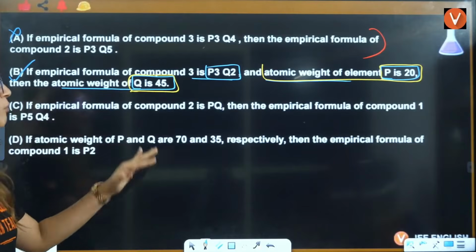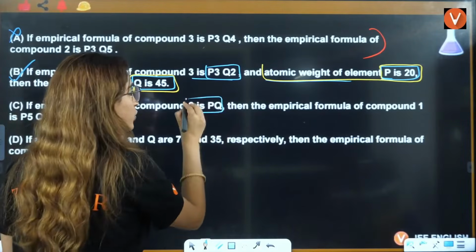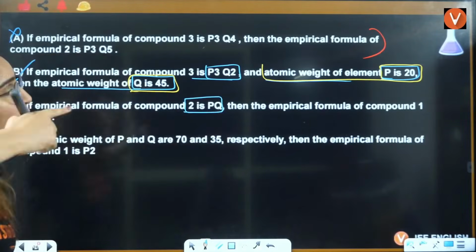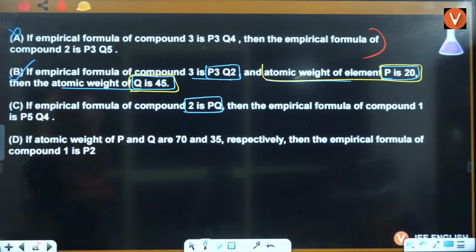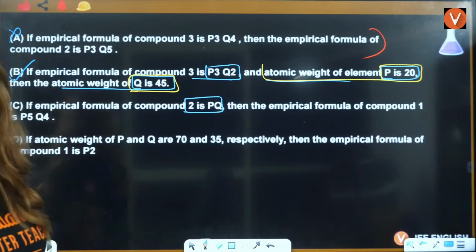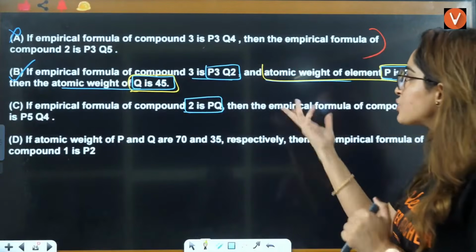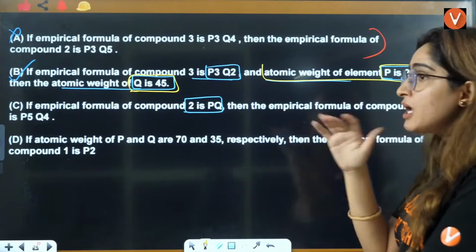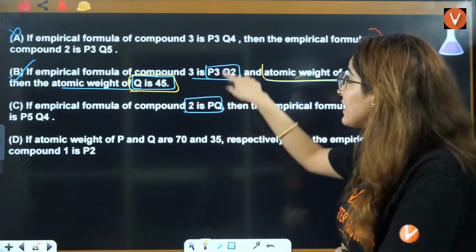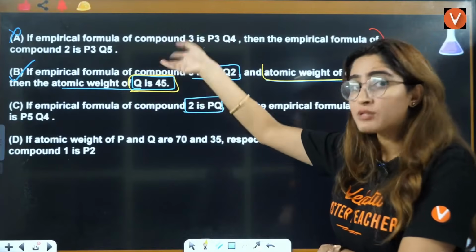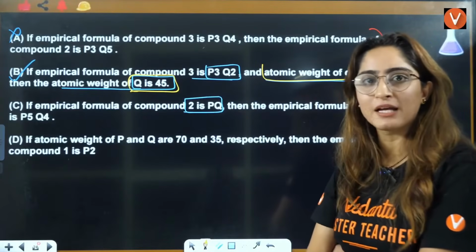The empirical formula of compound 2 is PQ, then the empirical formula of compound 1 is P5Q4. Again, you have to apply law of multiple proportion here, because when the comparison is given, you have to apply it. You can't solve it by atomic mass because no atomic mass is given. In option B, they have given you atomic mass, so that's why you were able to calculate the empirical formula.